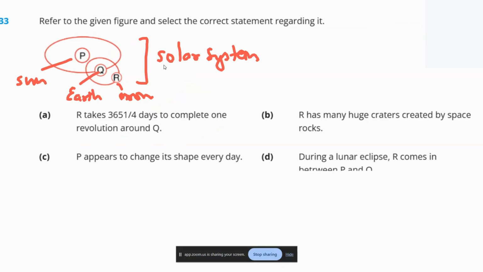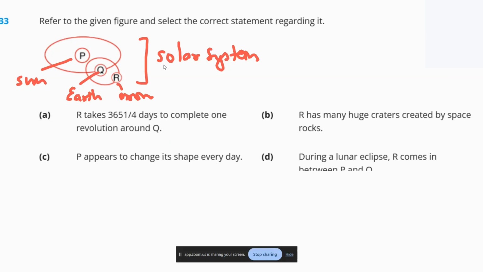Okay, so first is R takes 365 1 by 4 days to complete one revolution around Q. So no, moon is R actually, but moon does not take so many days to revolve around the earth. It takes only 30 days, 28 days, isn't it? Yes, to revolve around the earth. So our option A is wrong. Okay, next.